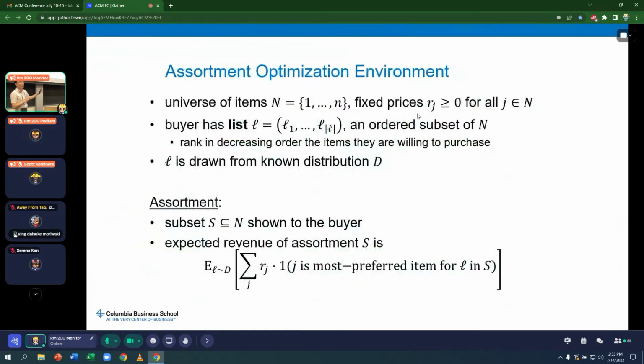All right, so here's just some notation quickly. I'm going to let the universe of items be denoted by N. R_j is going to be the fixed price of each item j.